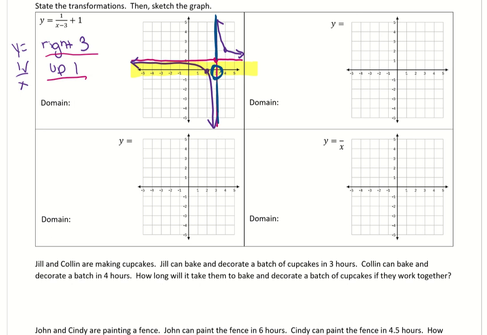There's nothing that lives there. So we are going to write our domain with a special symbol called a union. Because this is in 2 pieces, we need to write it as those separate pieces. So we go from -infinity up until 3. We don't actually touch 3, so we're going to have parentheses there. And then we're going to pick back up on the other side of the 3 and go to infinity.